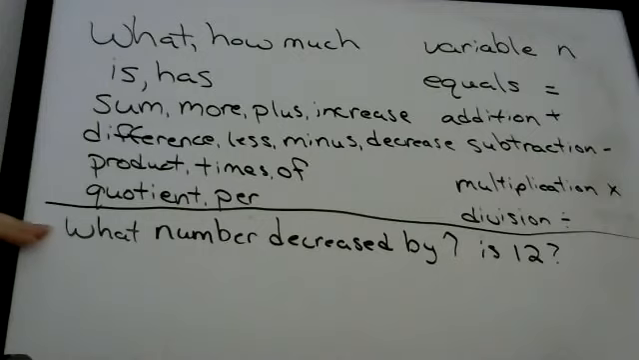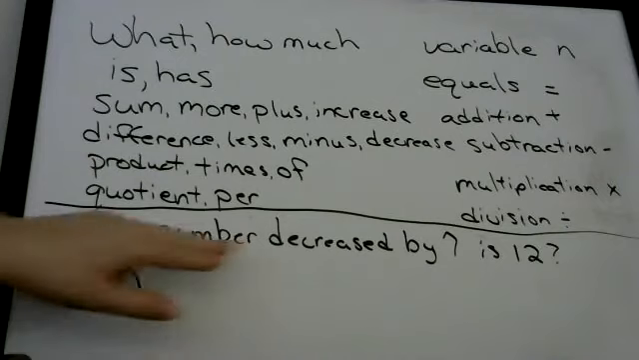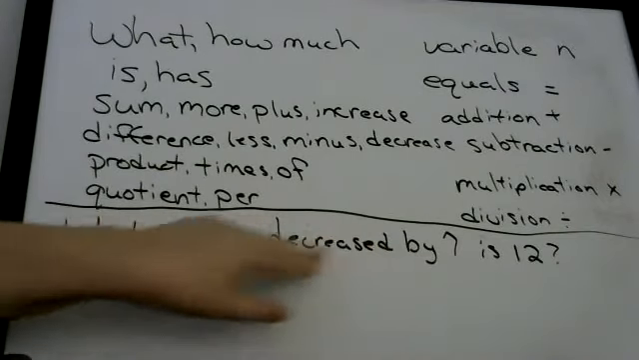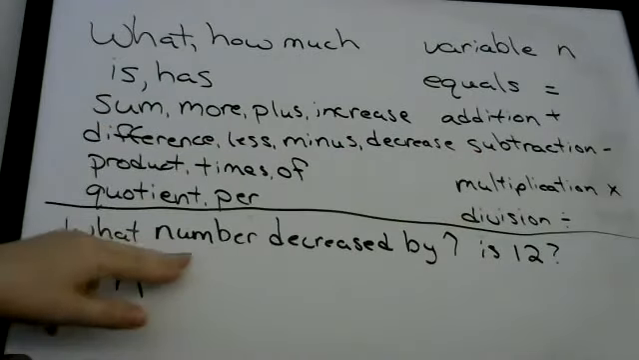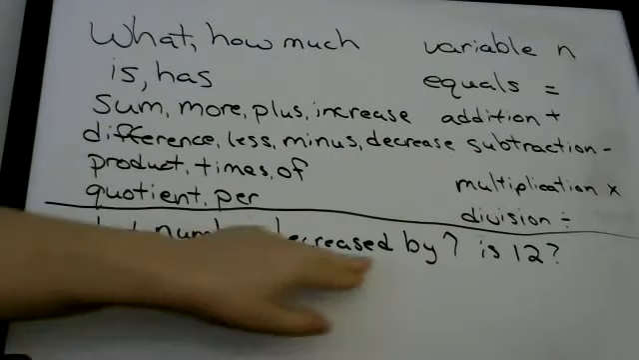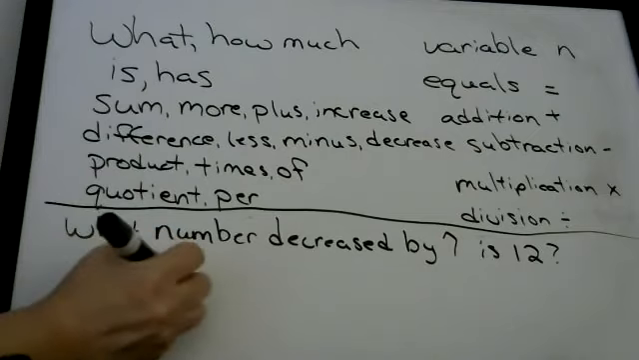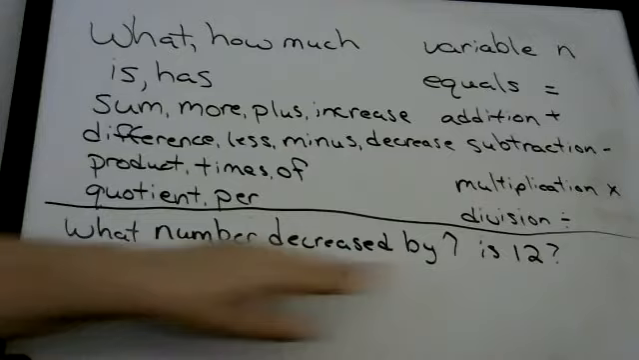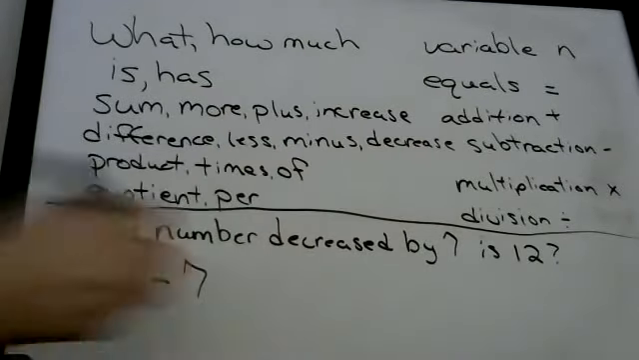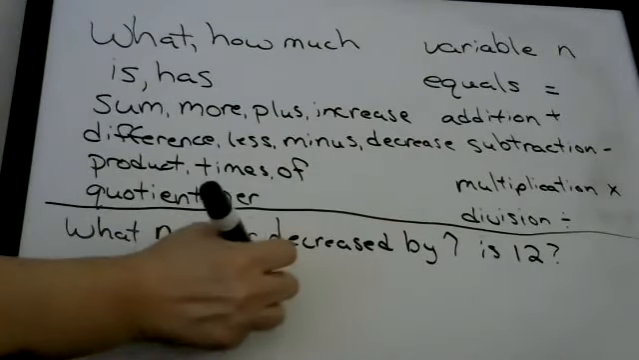So this one now says, what number decreased by 7 is 12? So let's use our words here. What is our variable? What number decreased by 7. Decreased means we're going to have some sort of subtraction. So what number decreased by 7? So minus 7, decreased by 7 is, means equals, 12.